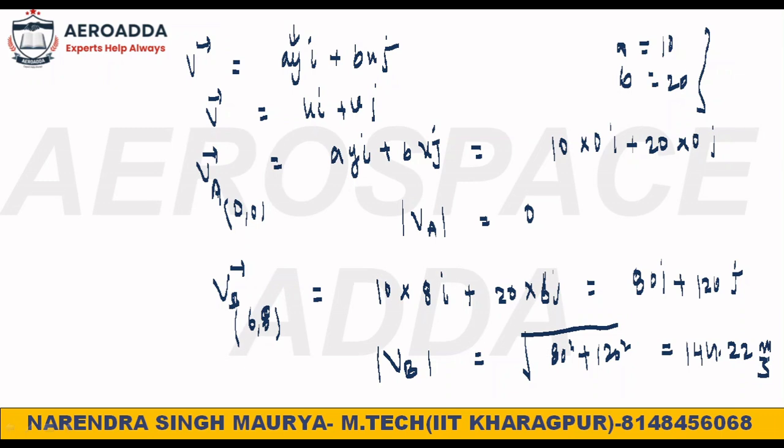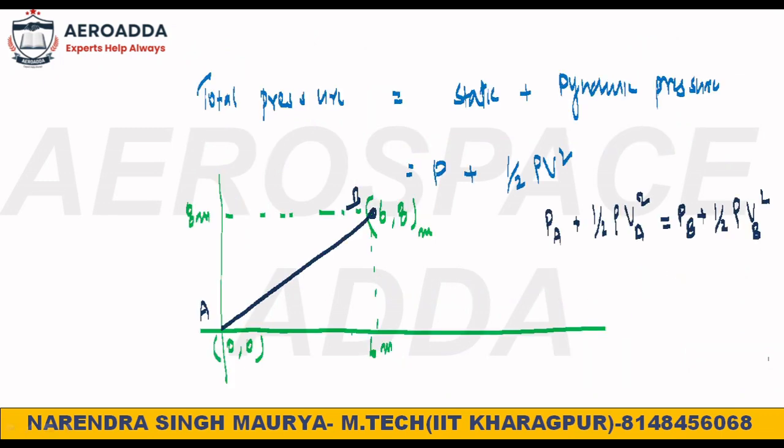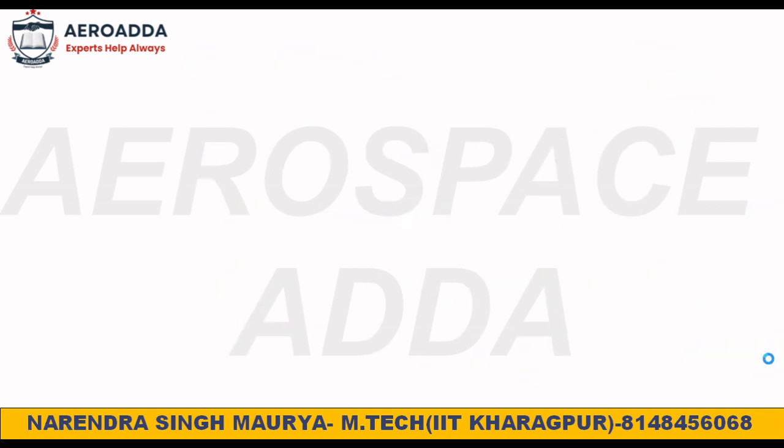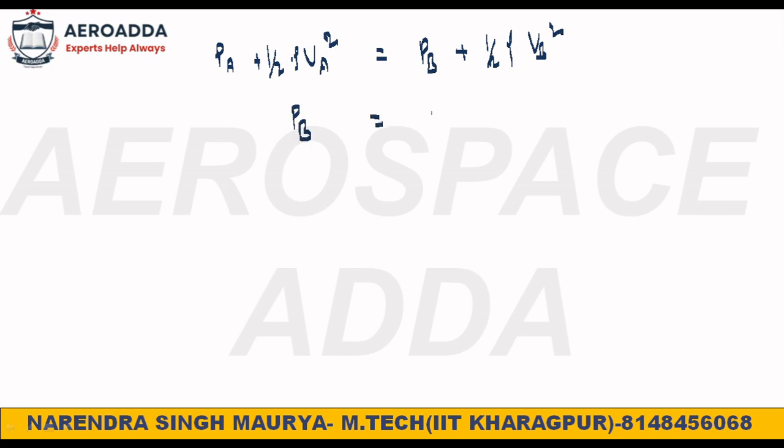Let us see later on. We'll check the answer. VB we got. PA and PB will write, put in the formula, 1 by 2 rho VA square, 1 by 2 rho VB square. I need to calculate pressure at point B. So PB is nothing but PA plus 1 by 2 rho times VA square minus VB square. Agree with this? Gaurish, check. Agree? Yes, sir.